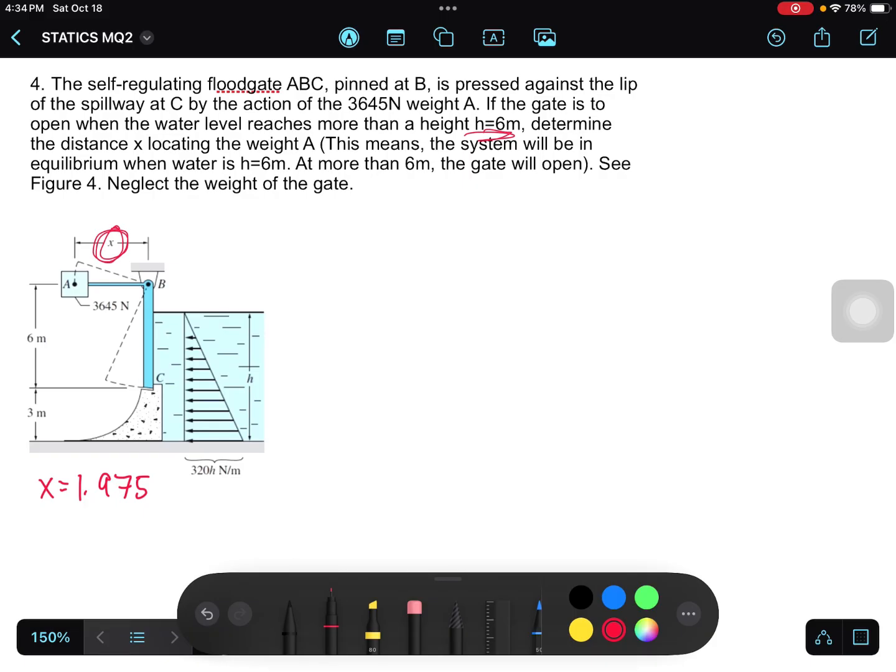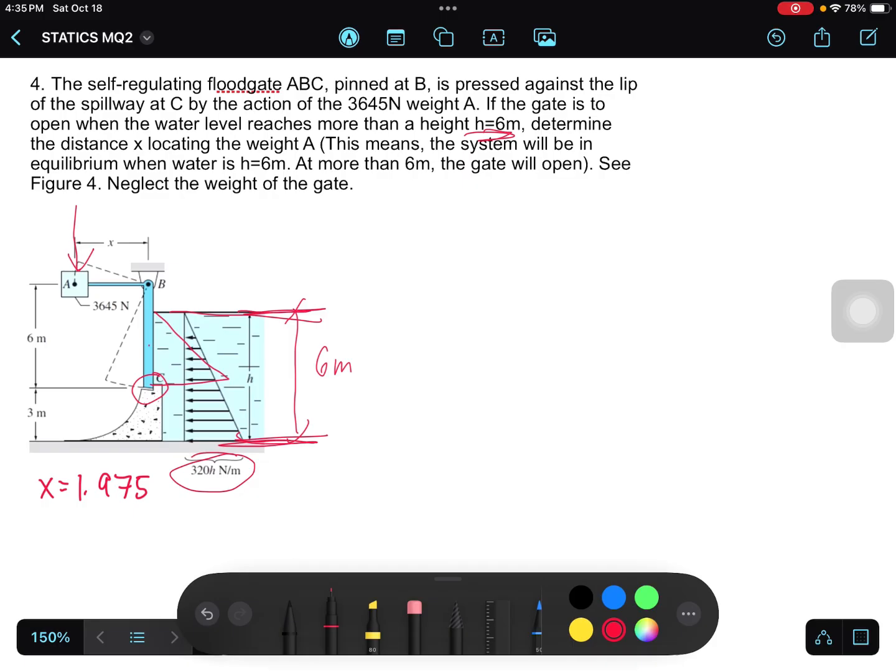So, what is the perfect distance para ganun ang maging mechanism ng gate na to? The distance x where the floodgate will open kapag 6 meters na itong water dito sa right side. So, this means the system will be in equilibrium when water is 6 meter height. More than 6 meters, mag-open siya. So, yun nga, sabi natin, ibig sabihin, wala ka ng normal force dito. So, ano na lang yung force mo? Itong pabigat and itong water na to, kung saan this is 6 meters from the bottom.